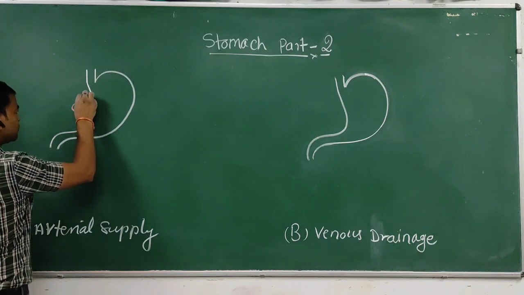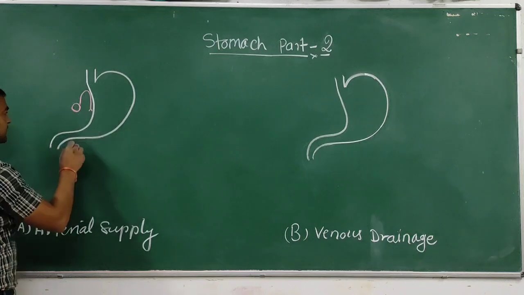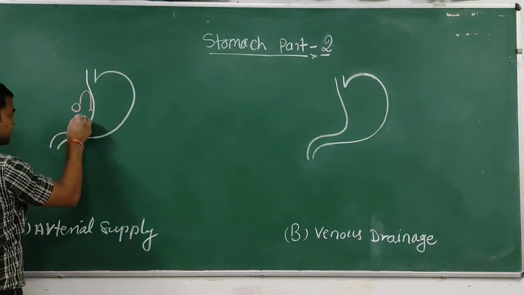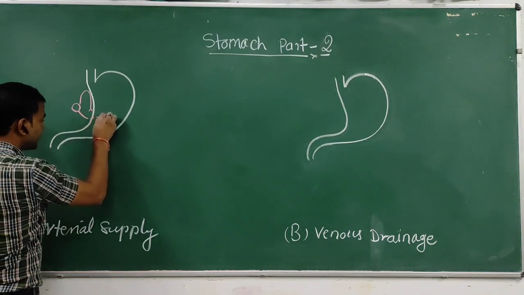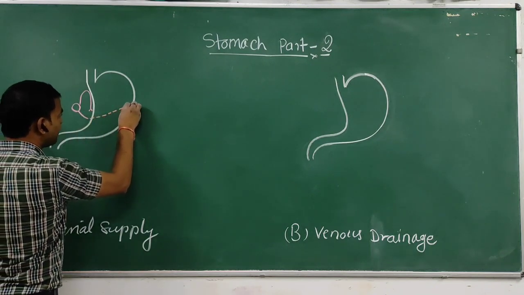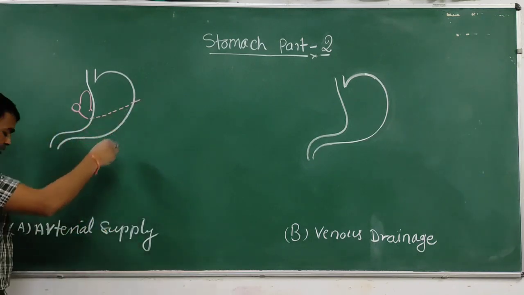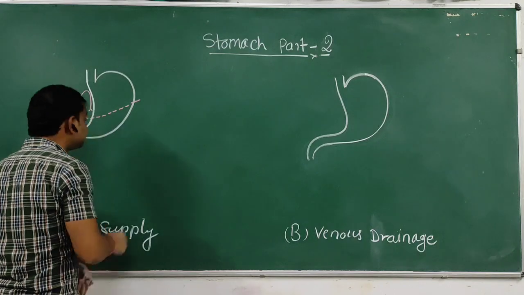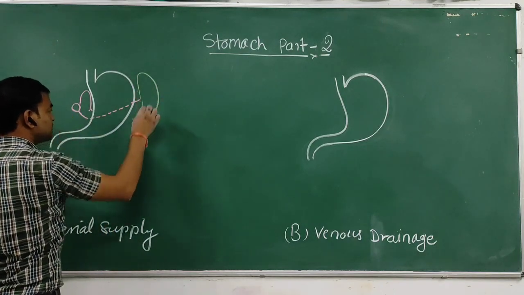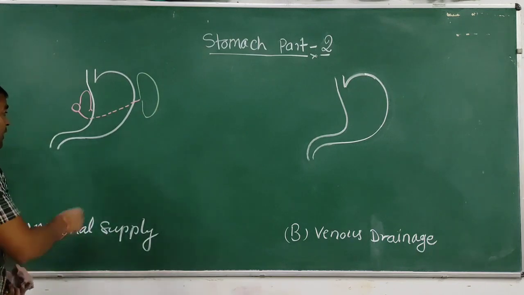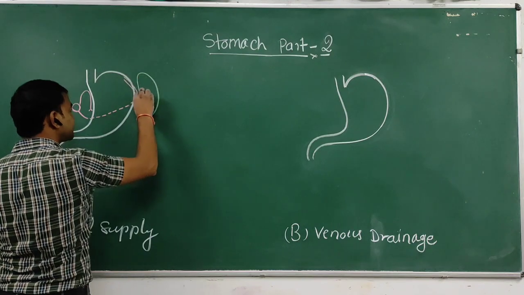first branch toward the lesser curvature of the stomach, upper part of the lesser curvature of the stomach, that is the left gastric artery. Second give a splenic artery which is running posterior to the stomach. इस स्टमक को posterior रन करेगा to reach the spleen. This is the spleen. This splenic artery give a 5 to 6 short gastric branch.